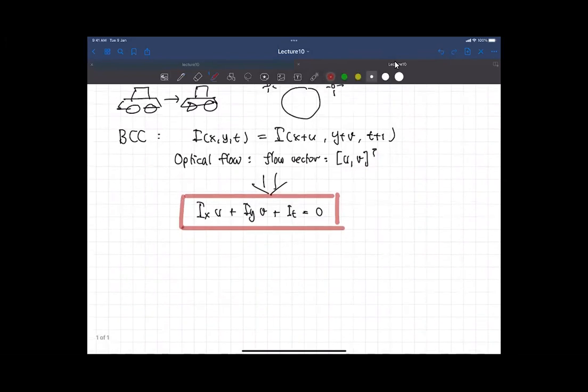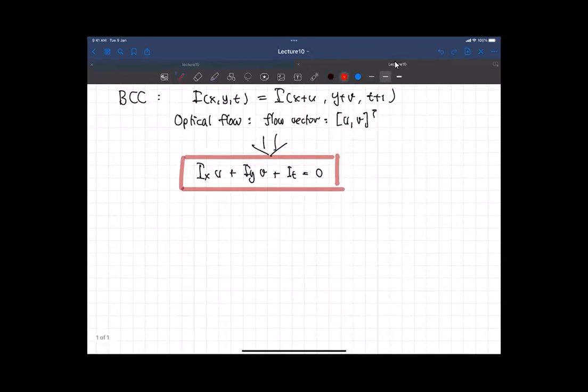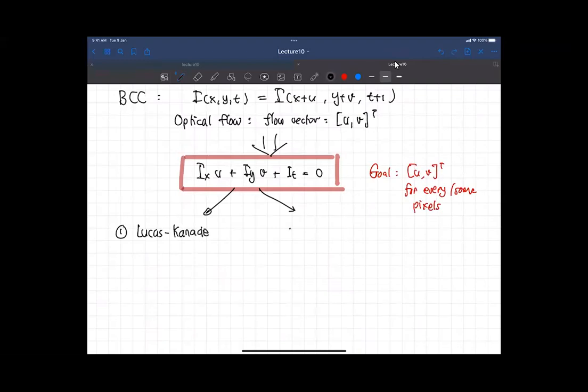Based on this, we have two techniques to solve this equation. Of course, the goal is to find u and v for every pixel, or some pixels if you want, depending on the technique that you want to use. The first technique that we introduced in this lecture was the Lucas-Kanade algorithm. And the second algorithm was Horn-Schunck.